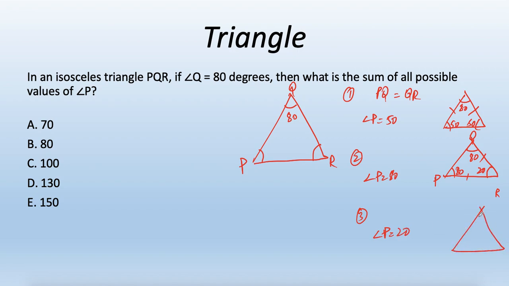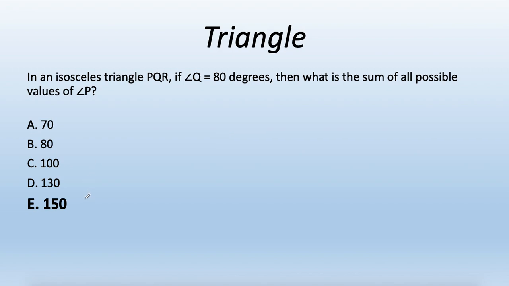So if I consider this triangle Q, P and R, now if this is 80 and this is 80, these two sides are equal and this side is different, and 80, 80, 160 and 20 to make up the 180. Now angle P is equal to 20. So we have these three, just sum these, 50 plus 80 plus 20, which is equal to 150. So the sum of all possible values of angle P will be equal to 150 degrees. So the answer is 150.